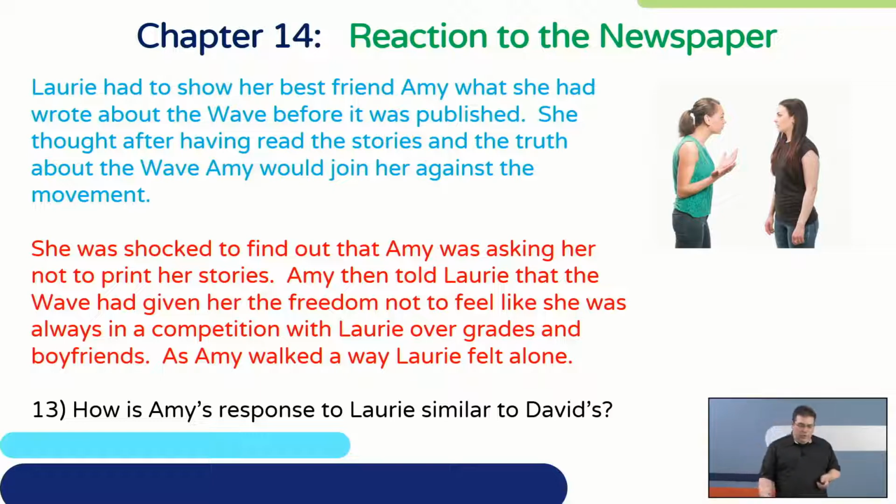Amy then told Lori that the wave had given her the freedom not to feel like she was always in competition with Lori over grades and boyfriends. As Amy walked away, Lori felt alone. So now her best friend has left her. Why does Amy want to be a member of the wave? Because now she doesn't feel the pressure to compete against Lori for grades and boyfriends. They had a kind of weird relationship where Amy was always trying to copy what Lori was doing. And now she doesn't feel like she has to.